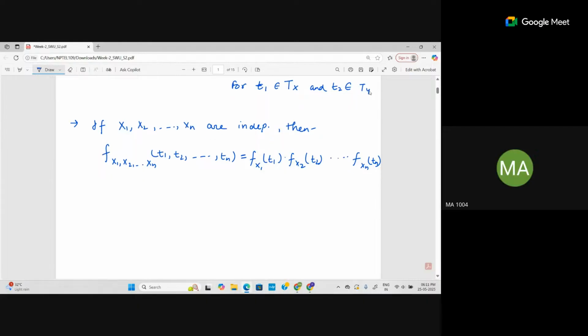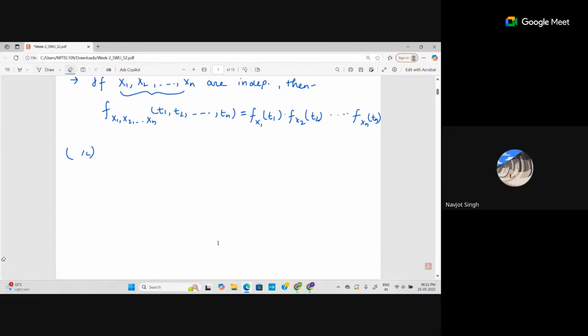So the thing is, if x1, x2 up to xn are independent, then if we create a set of a few of the random variables, for example x1 and x2, they will also be independent. So here it's not necessary to check pairwise also. This one condition is sufficient. Okay.